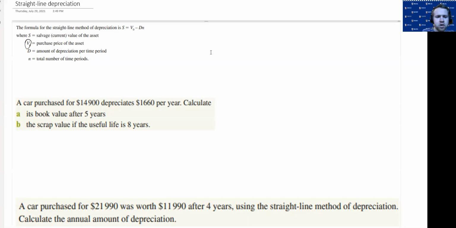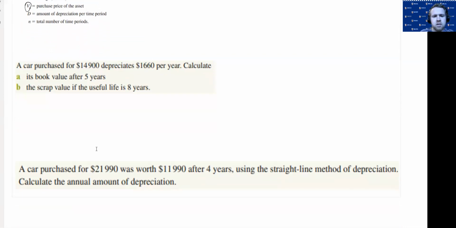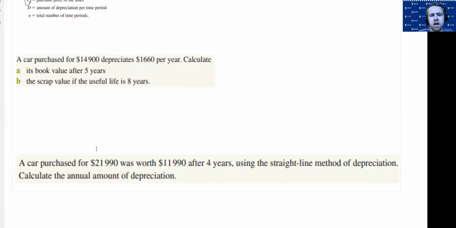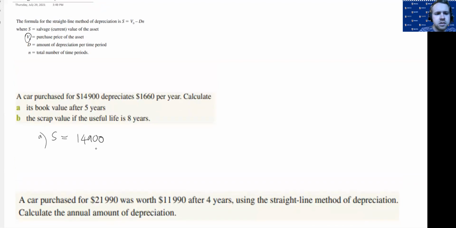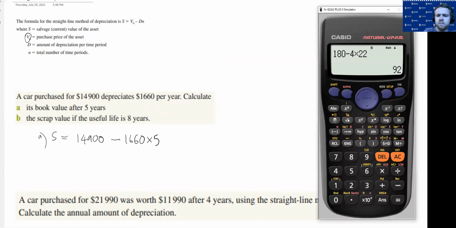Okay, so a car is purchased for $14,900 and depreciates at $1,660 per year. Calculate its book value after 5 years. So we're going to find the salvage after 5 years. We're going to use our formula. So the salvage equals the original value, and then minus the amount of depreciation here, which is just 1,660, and then we're doing it for 5 years. So we just simply put the values into the formula.